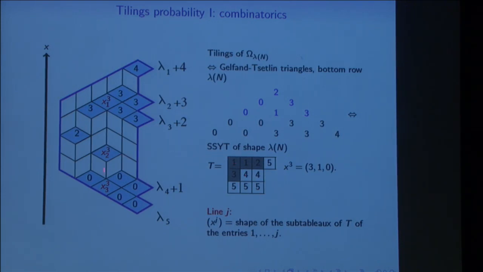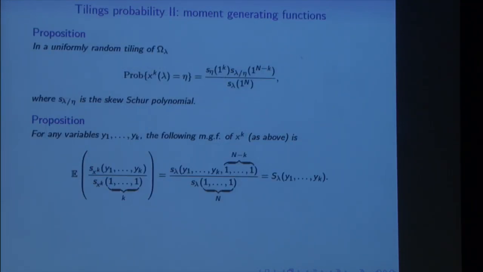And now if we want to keep track of what's happening here, we really need to keep track of this subtableau for these partitions. And so here is how it really works. The probability that we see a particular configuration, lozenge tilings at particular positions on the kth vertical line, can be expressed in terms of Schur functions, skew Schur functions as well, and so on.